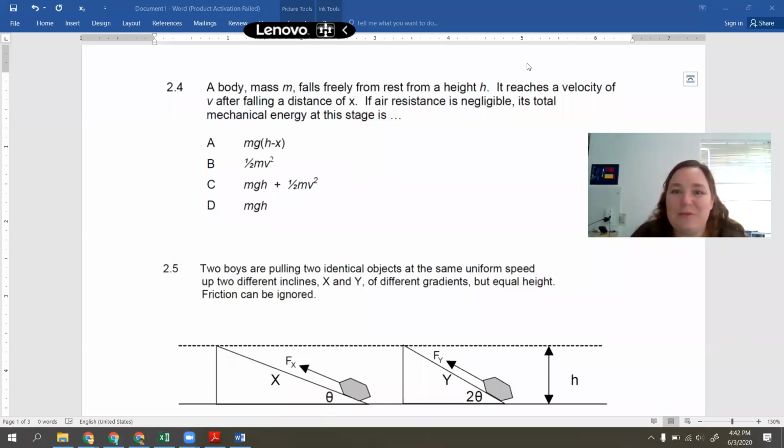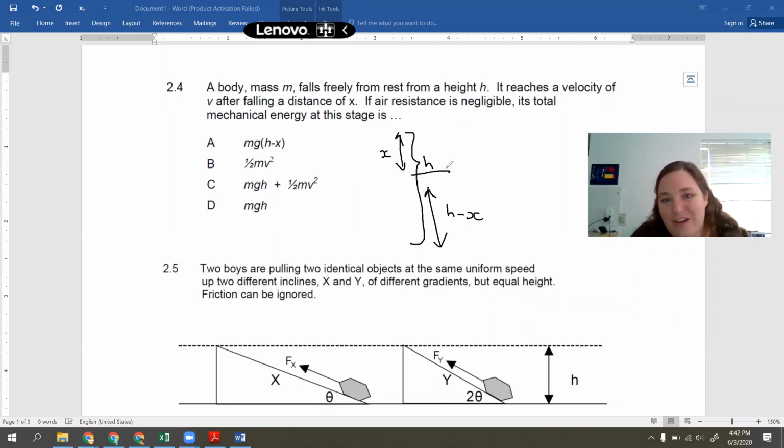So basically, what you needed to know was that at this point, we had the full height. Here, we had a distance x. Here, we were left with the distance h minus x. Here, we had a velocity v.